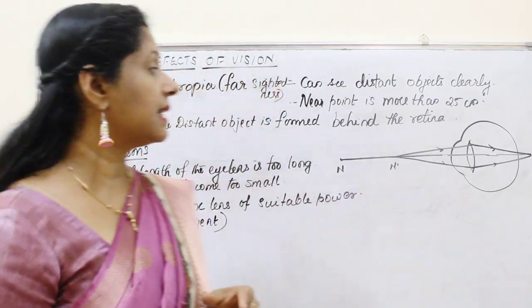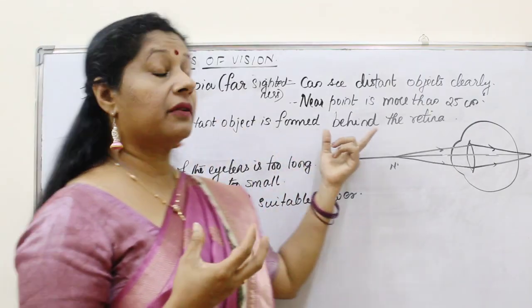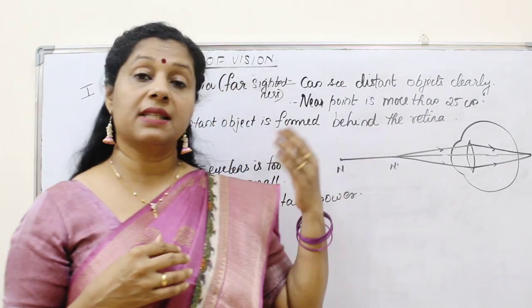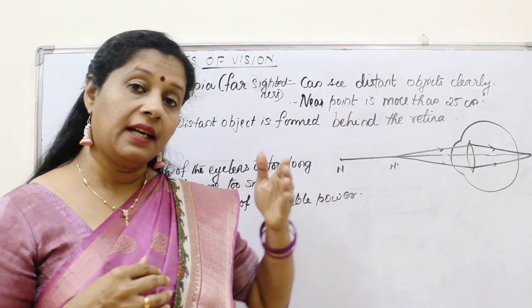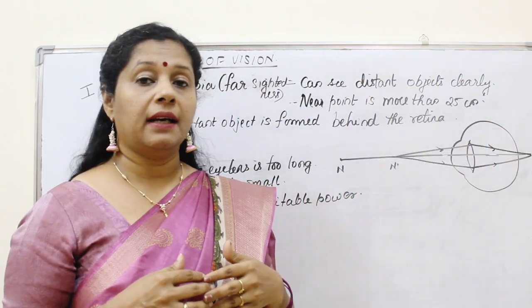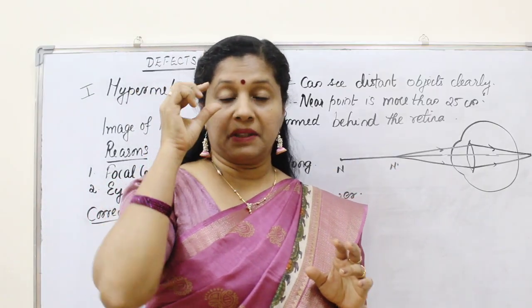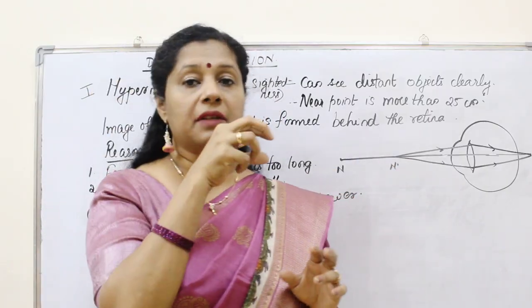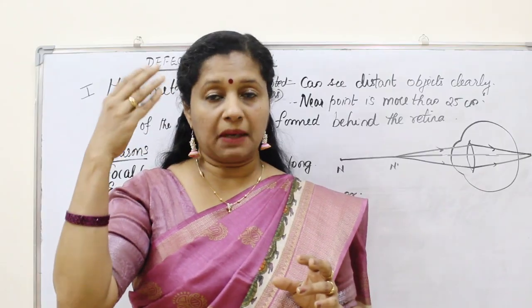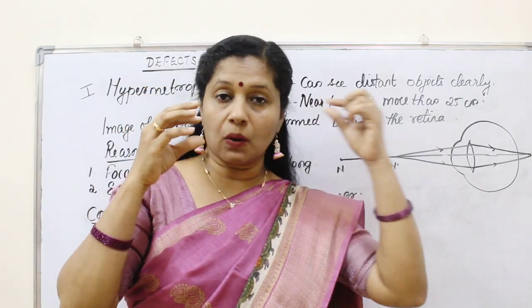So here in this case, where is the image forming? The image is forming behind the retina, because in myopia it was in front of the retina. Here it goes beyond the retina. Why? Because either the lens is thin, not thick enough to converge properly, maybe because the defect is there by birth itself, or the ciliary muscles are weak, so that it is falling behind.